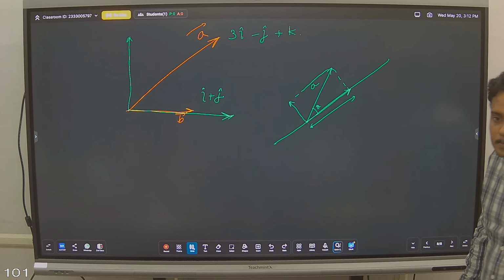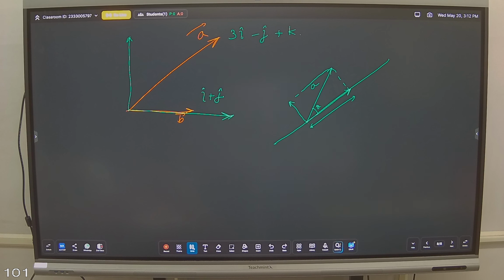You don't have theta. So A cos theta, that cos theta is the dot product by magnitude. So A into A vector dot B vector by mod A mod B will give you cos theta. Yes, it will give you the component. But you need the vector representing the component. So you have to multiply by B cap.